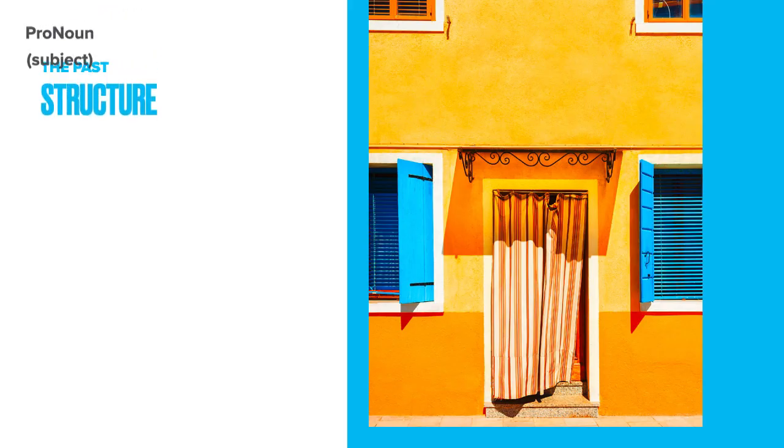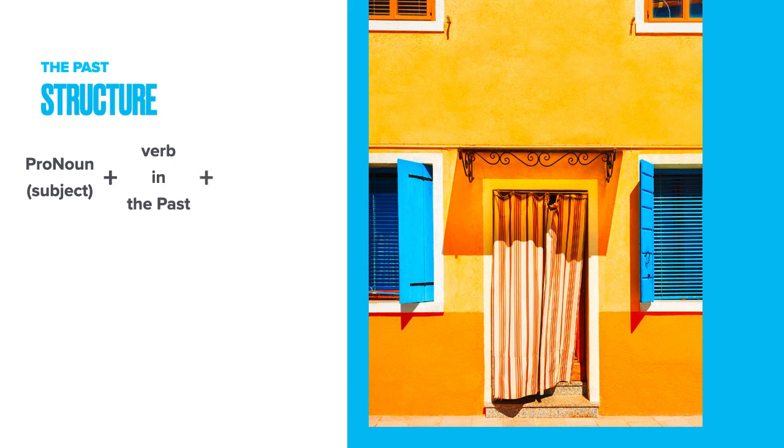Let's analyze the simple past structure. The simple past is composed of a pronoun, which is also known as a subject, a verb, which should be in the past, and an object, which I would like to call a WQ section. The WQ section answers questions like what, where, when, why, etc.